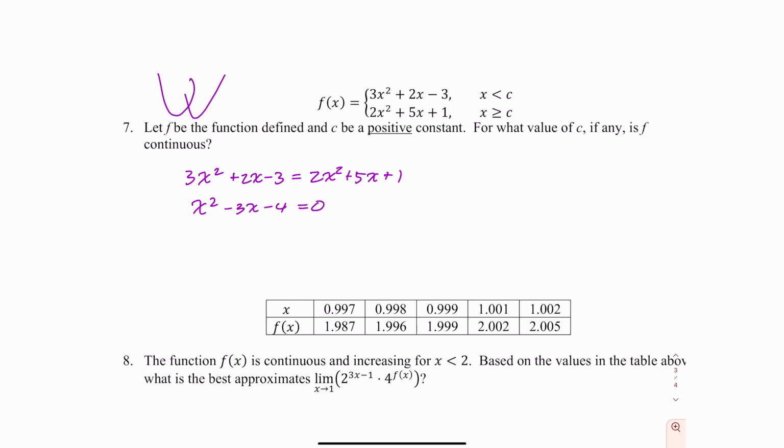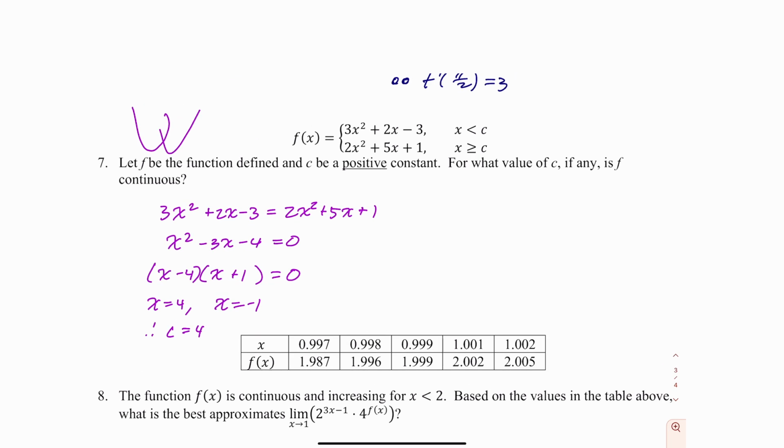I'm going to factor. Negative 4 plus 1. So either x is 4 or x is negative 1. If we let c equal 4, this is going to work for us. Now, do we want to prove it? Not really, but I'm going to do it anyway. We want the limit as x approaches 4 from the left of f of x. If you're approaching 4 from the left, you have to use this branch.